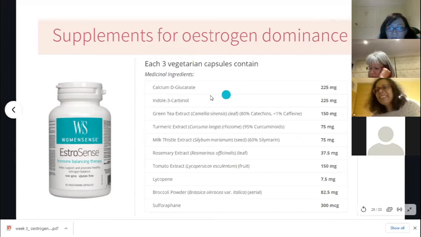So it's got the calcium D-glucarate, which we mentioned, the indole-3-carbinol, which we mentioned, your green tea catechin, which is an antioxidant, your turmeric, which works on your liver and your gut, milk thistle, which I mentioned, rosemary, which is great for brain health and female hormone balancing, tomatoes, an antioxidant, your lycopene, which is really great for men with prostate issues as well, if there's any blokes that want to take this. And then your broccoli seed powder, and the sulforaphane, which is your sulfur product, part of the sulfation pathway, your phase 2.